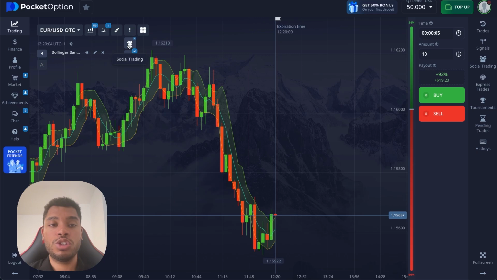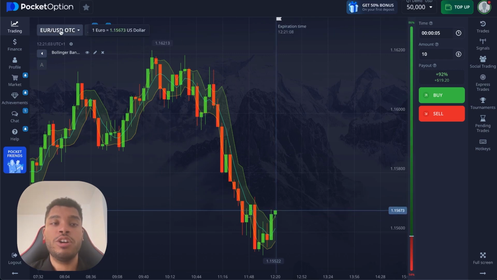The next option is social trading, and basically if I activate it, I'm gonna be able to see on the screen every time that somebody opens a position on this specific pair. And next to it, finally, I have this multi-chart option that basically allows me to have a look at multiple charts at the same time.